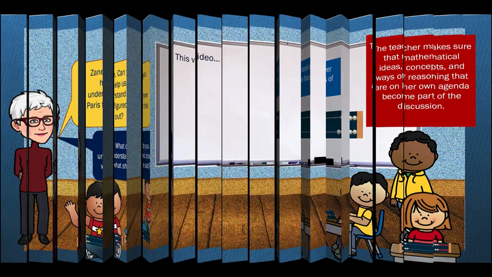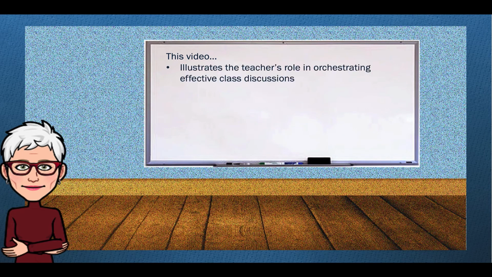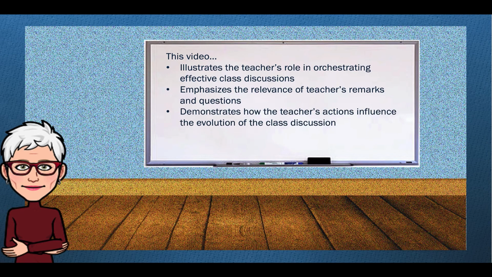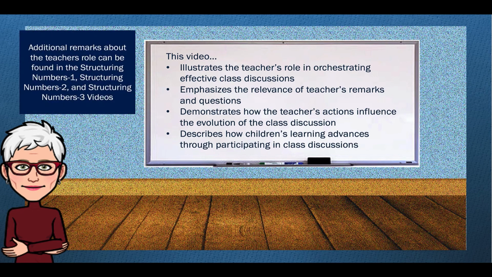In the second part of the video, we have presented an example of a class discussion to illustrate the teacher's role in orchestrating effective class discussions, emphasizing the relevance of the teacher's remarks and questions and how they influence the way the discussion evolves. In the process, we have also demonstrated how children's learning advances through participating in the class discussions. Additional remarks about the teacher's role can also be found in the 3 videos that describe the details of the structuring numbers instructional sequence, structuring numbers 1, structuring numbers 2, and structuring numbers 3, where such information is interspersed throughout.